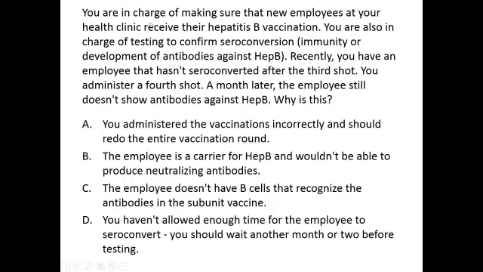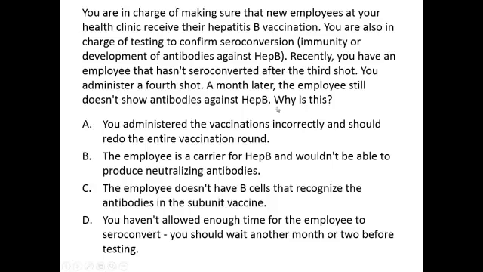Alright, last question. You are in charge of making sure that new employees at your health clinic receive their hepatitis B vaccination. You are also in charge of testing to confirm seroconversion, or immunity, or development of antibodies against hepatitis B. Recently, you have had an employee that hasn't seroconverted or hasn't produced antibodies to hepatitis B after the 3rd shot. You administer a 4th shot. A month later, the employee still doesn't show antibodies against hepatitis B.